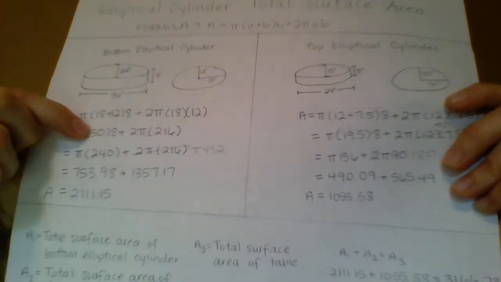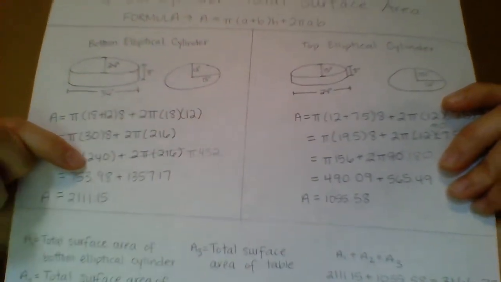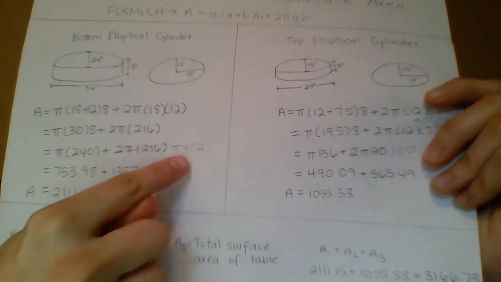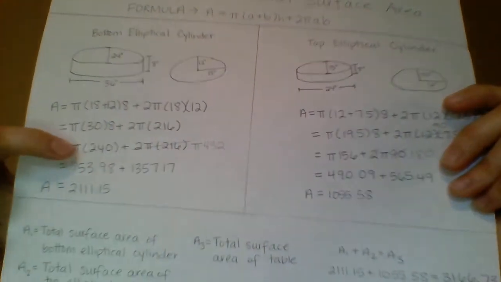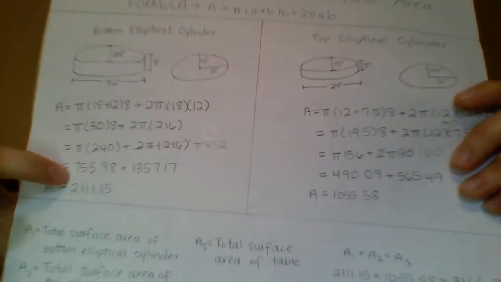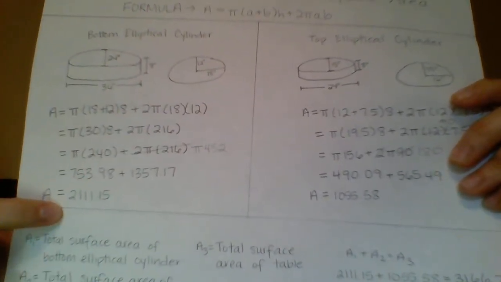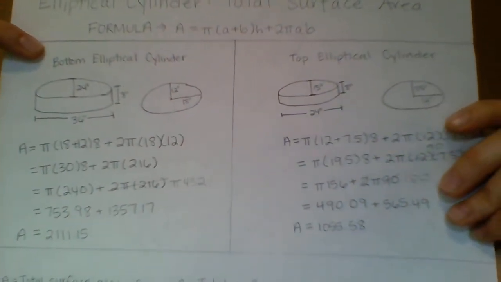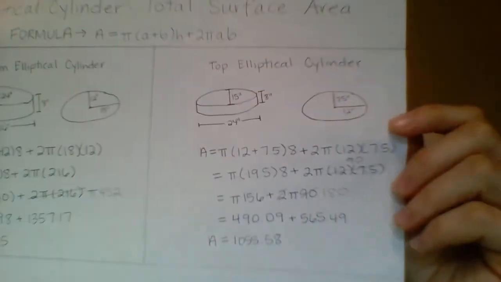So I have here I multiplied 30 times 8, got a total of 240. So pi times 240 plus, and I went ahead and multiplied 2 times 216, got 432. So I have pi times 432. And then I went ahead and multiplied pi by these figures, which we see here. I added them together, and then I have my total surface area of my bottom elliptical cylinder, the first figure that I need. Now I'm going to go over to my top elliptical cylinder.